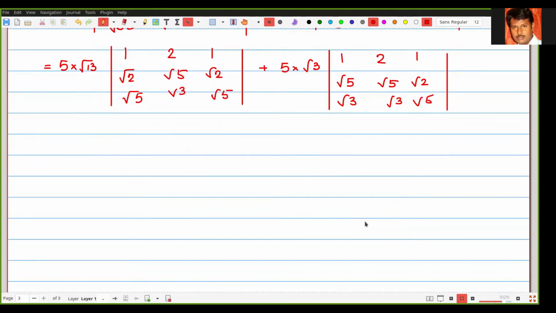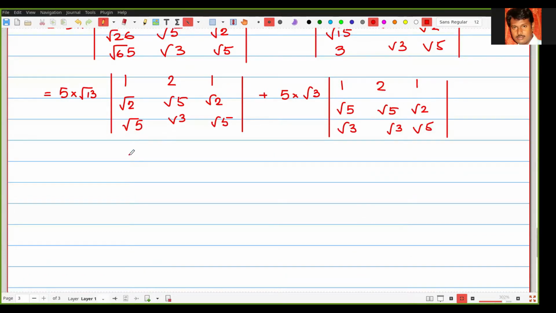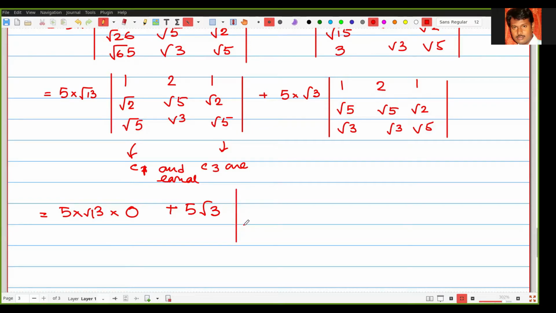Okay, now from the first determinant we can see column 1 and column 3 are equal. So we can say 5 into square root of 13 into 0. Then the next part, that is 5 of square root of 3. And here we are applying the operation that is C1.